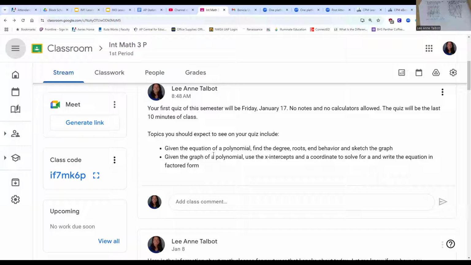Okay, the second question, given the graph of a polynomial, use the x-intercepts and a coordinate to solve for a and write the equation in factored form. And that is what we're just working on, number 7 of the quiz review. So there's one like number 2 or 3 and one like number 7 or 8. And that's it. And the numbers are easy. I did them all myself. I think I did keys for all 4 versions in like 6 minutes.